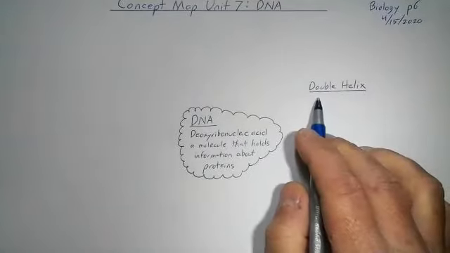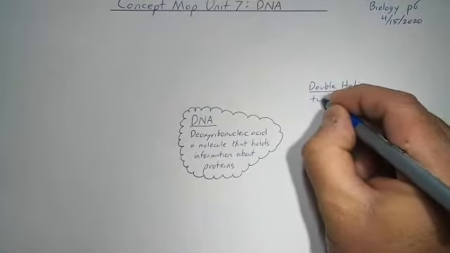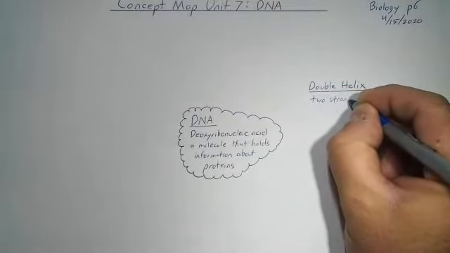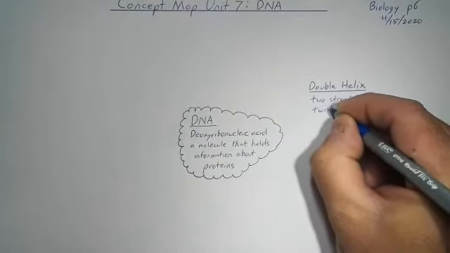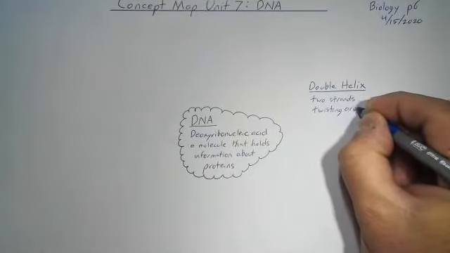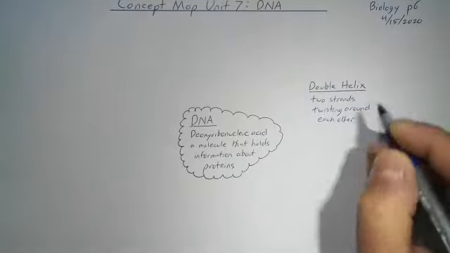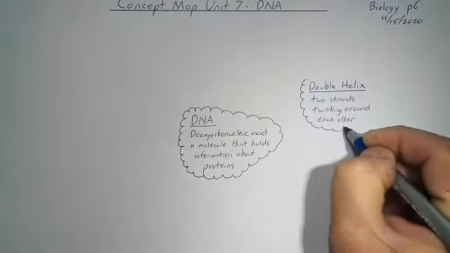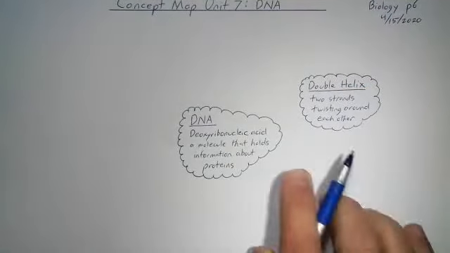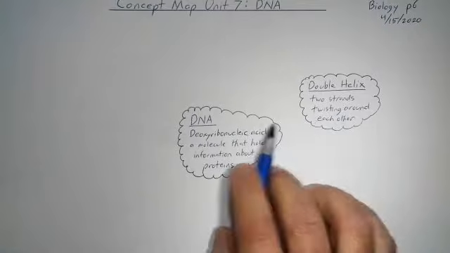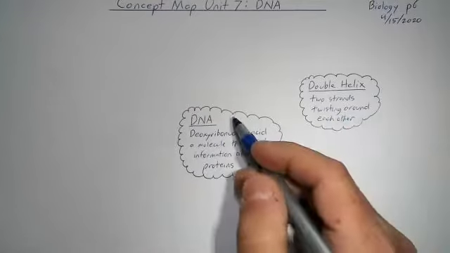Okay, now I've got to say, what is a double helix? Look at my notes. It is basically two strands twisting around each other. And now I put a cloud around this. Okay, so I've got two words on here. Now, when you put a new word on, it has to connect to a word that's already on the map. I only had one word, DNA, so I need to connect these two.